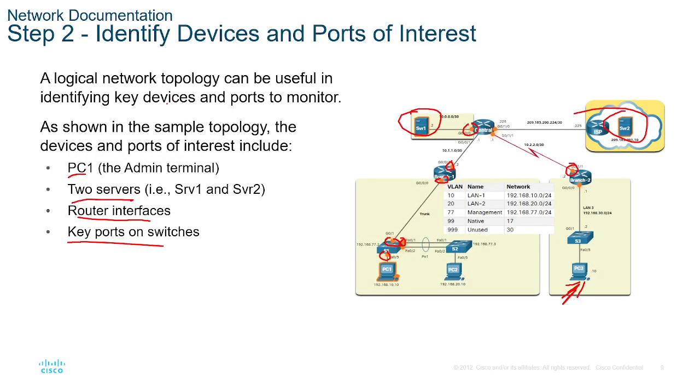Now, step two is to identify the devices and ports of interest. Sometimes you may see that not all of the devices are important, or not all the ports are important. Some of the important ones are servers, those ports, some ports of the switch, and this PC terminal, which would be the admin terminal also. We need to make sure that these are the variables that we choose. So when I say a variable, the server by itself would be a variable, this port would be a variable, and this PC would be a variable.